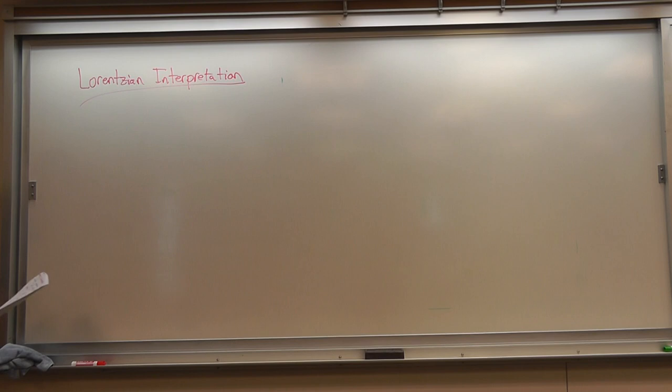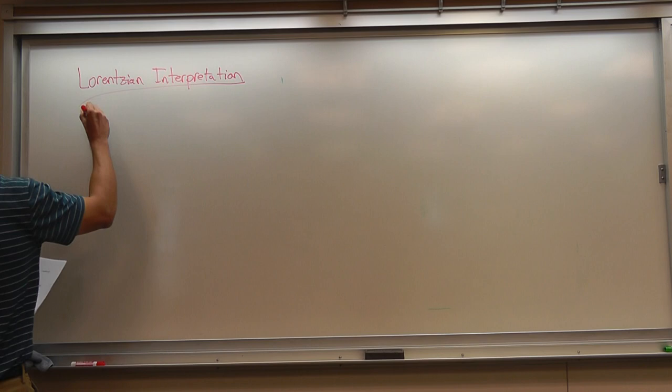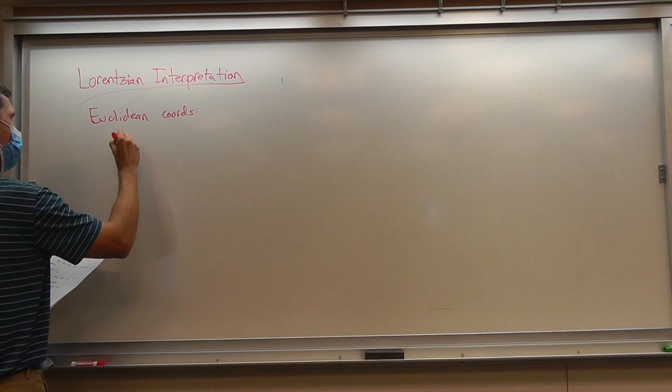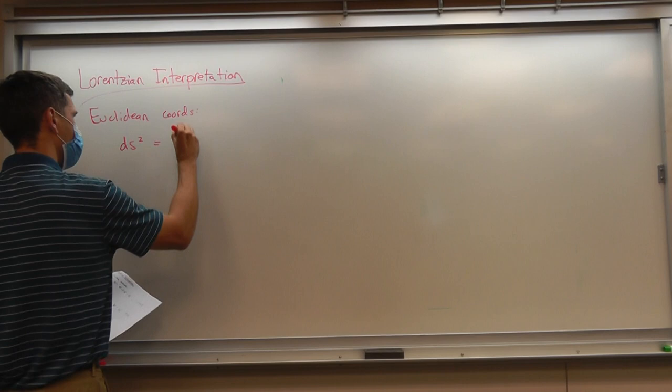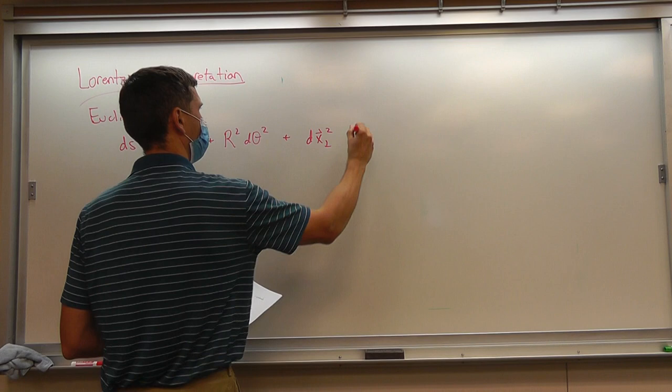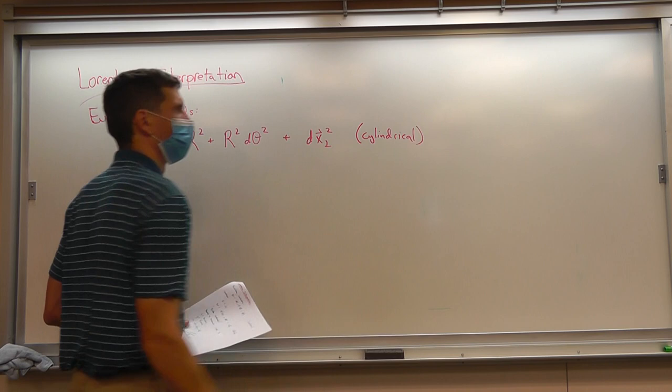Okay, so now I'm going to turn to the physical interpretation. First, I just want to state some things in Lorentzian signature. So let's write down some coordinate systems. The Euclidean coordinates that are nice to talk about Rindler space are the cylindrical coordinates, dr squared plus r squared d theta squared plus dx perp squared. So these are the polar coordinates that I was talking about before.